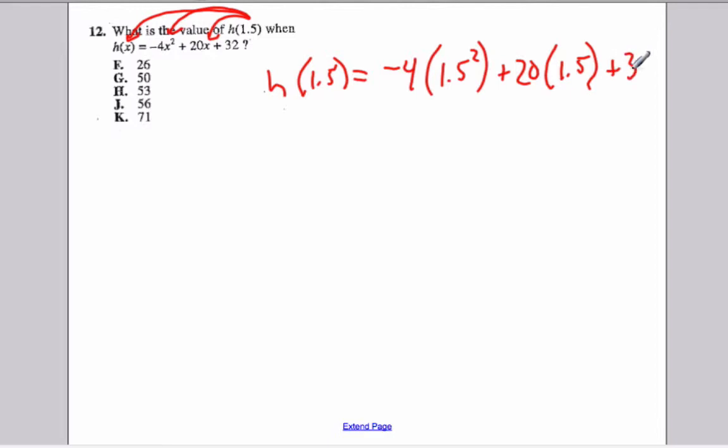Go through and do the math on this one. Multiply it all out and we get minus 9 for this part plus 30 for this part plus the 32. Combine your like terms and you end with h of 1.5 as equal to 53. So my answer in this one would be the letter H. Again, not too bad as long as you understand that you're dealing with a function and h of 1.5 means just plug that into the equation. That's all they're testing on that one.